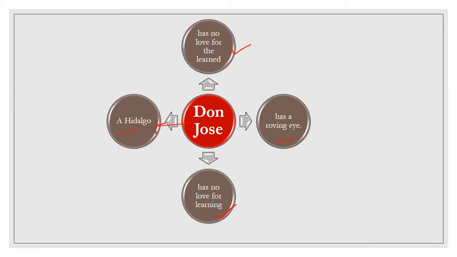At this stage, we will come to know about Don Jose. You know, Don Jose is a person who doesn't have any kind of love for the learned. I mean, he doesn't have any kind of inclination towards the learned people. He doesn't love them, and also he doesn't love to learn anything. He hates learning. He is averse to study.